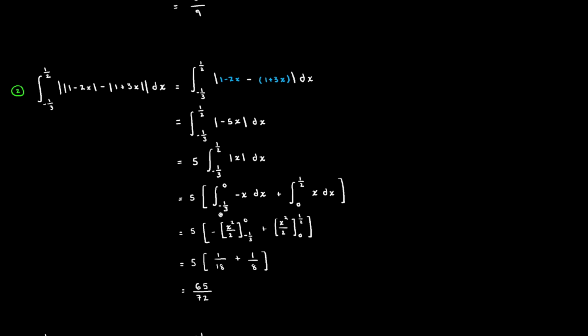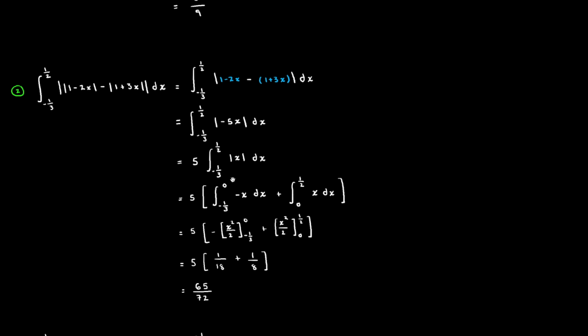Well, on the interval from -1/3 to 0, we are negative, so I have to integrate minus x dx. And on the interval from 0 to 1/2, x is positive, so I can just drop the absolute values. So you can see now we're getting more comfortable with this. We don't have to write out the full cases and consider when things are positive or negative. You can sort of understand what's going on.